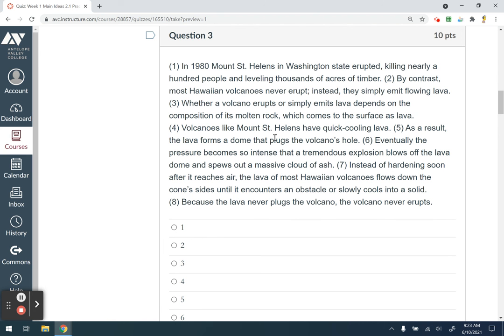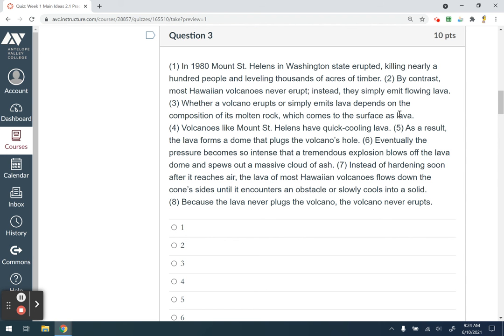If we read throughout this whole paragraph, it's mentioning Hawaiian volcanoes and all the different types of volcanoes, and how the eruptions, the flow, and the cooling effect work. So one sentence is going to mention eruptions and volcanoes. Sentence 1 is just giving you some information about Mount St. Helens, so that would be an introductory. If we look at sentence 2, most Hawaiian volcanoes never erupt. Well, they simply emit flowing lava.